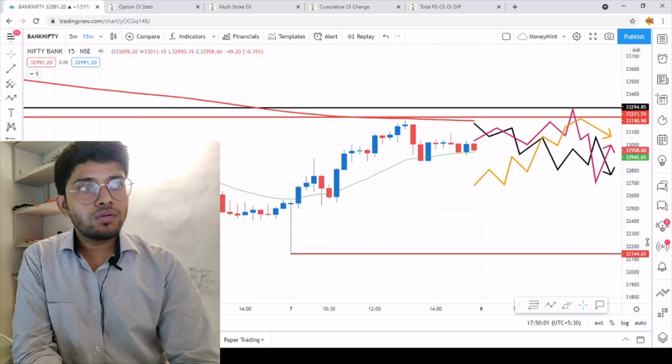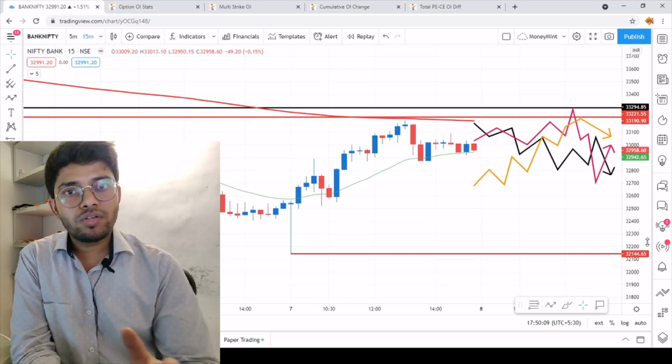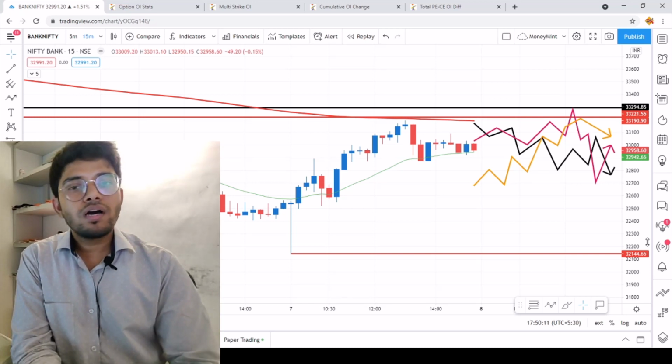Also, you can try to straddle 32,800, which was also the bet recommended by me in the morning, and I also traded that live on TradingView. You can also check that.